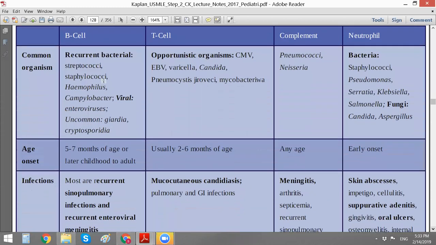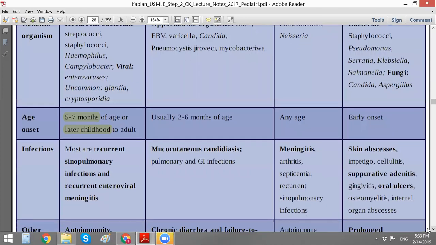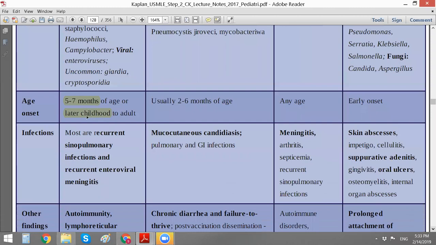B cell: recurrent bacterial infections, staphylococcus, Haemophilus, Campylobacter, viral, everything is happening in B cell. Onset at 5 to 7 months of age or later childhood to adulthood. I think the 5 to 7 months one is the X-linked agammaglobulinemia, and later childhood to adult is probably common variable immunodeficiency. I'll just check. And this one, I think, is severe combined, or it's just combined. Infections are recurrent.